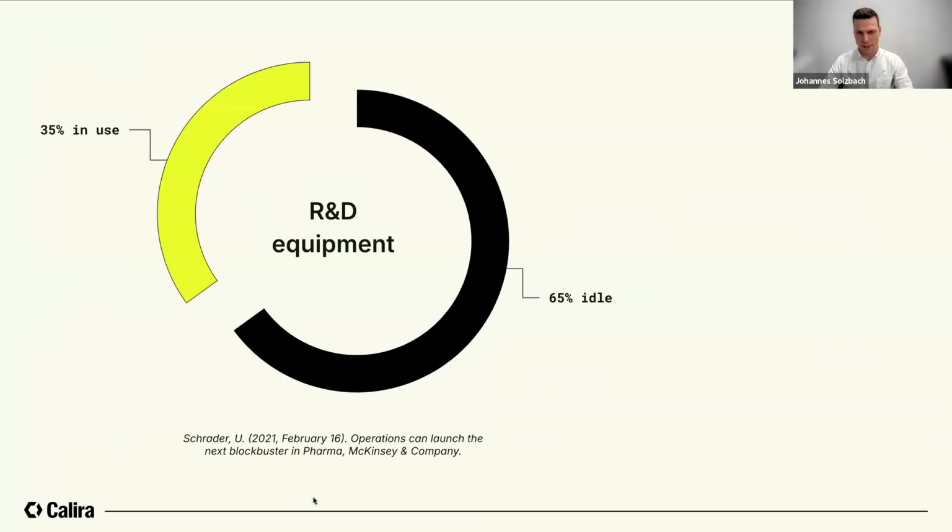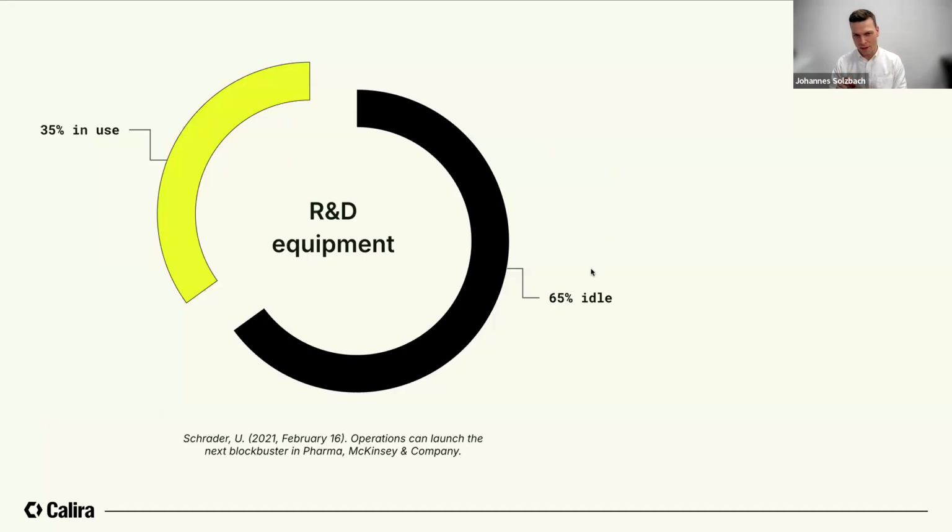Thanks very much, Will, and hello everyone. As mentioned, my name is Johannes. I'm one of the co-founders at Calira, and when we speak to lab operations teams, one statistic that really surprises people is how much expensive lab equipment is actually idle. And you will often see figures like 35% is in use, 65% is unused. The exact number will certainly vary by lab, instrument, but also environment. And that's not really the point here.